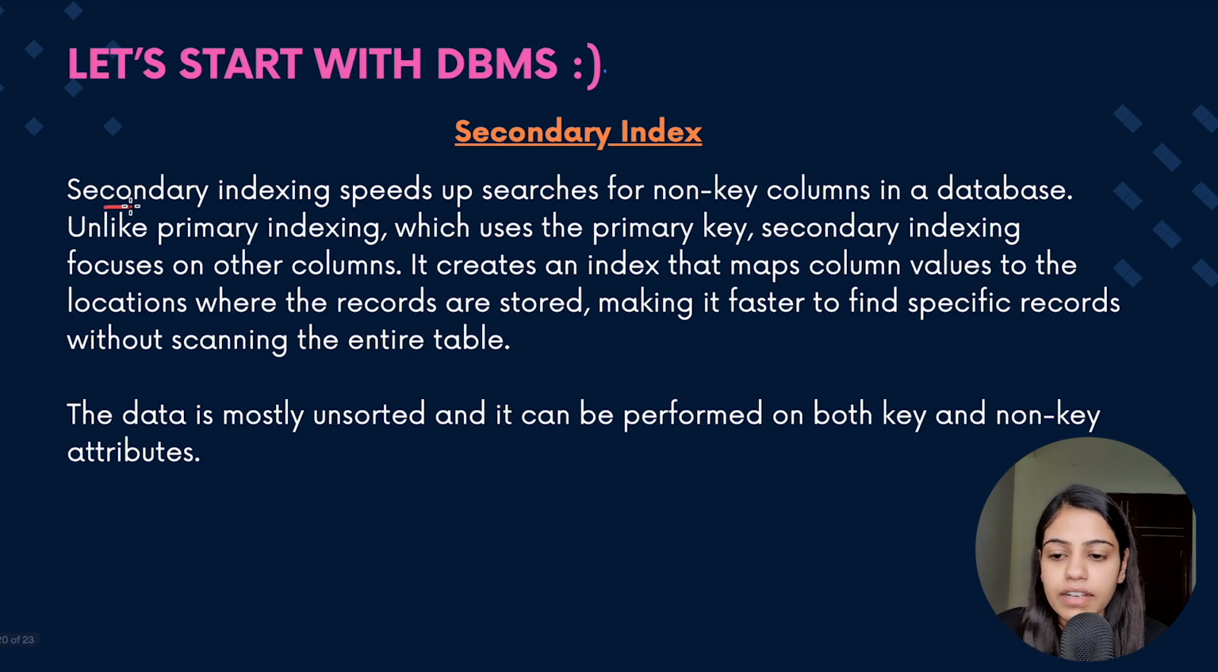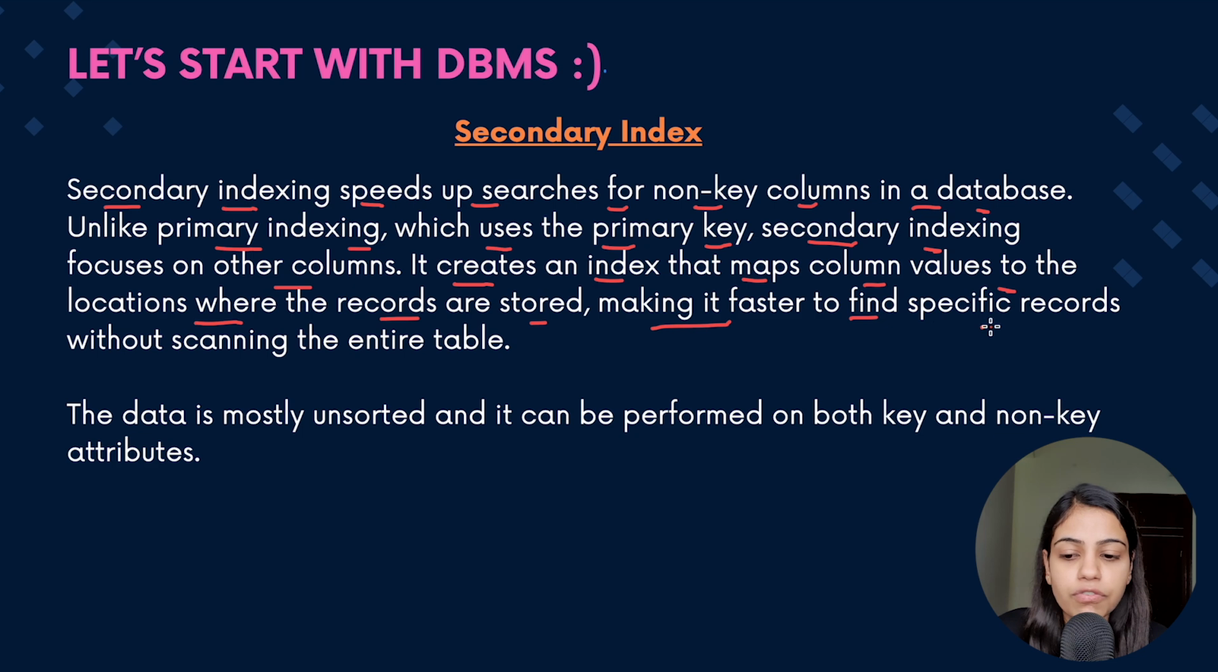Now coming to secondary indexing. Secondary indexing speeds up searches for non-key columns in a database. Unlike primary indexing, which uses the primary key, secondary indexing focuses on other columns. So whenever we have other columns apart from the primary key, we can use secondary indexing. It creates an index that maps column values to the locations where the records are stored, making it faster to find specific records without scanning the entire table.